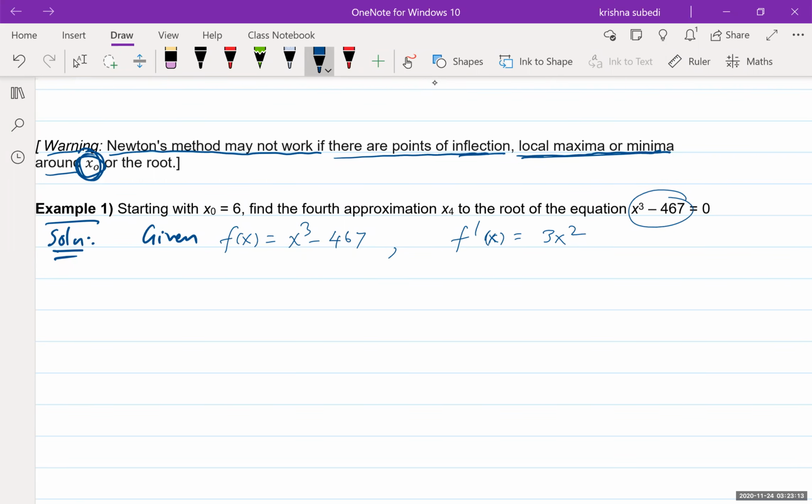Okay, so start with this x not equal to 6. It is also given that x not equal to 6. I will say let x not equal to 6. It is given. Okay, then our first, fourth approximation, find the fourth approximation.